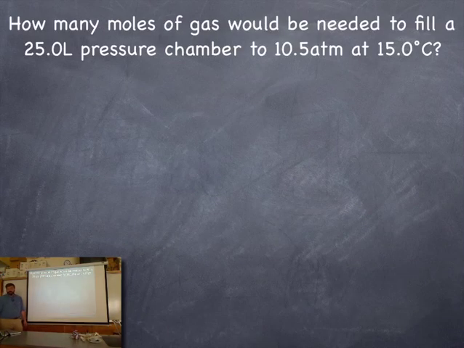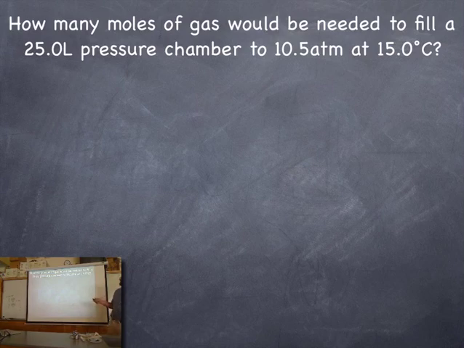All right, so your turn. How many moles of gas do we need to fill our pressure chamber? 25 liters, 10.5 atmospheres, 15 degrees Celsius. How many variables, how many pieces of information did I give you? 3. Okay, I gave you 3 of the 4. I'm asking you to find the n value. And this all works because we know R is always the same number. R is not a variable. R is a constant, the universal gas constant. So your equation you're using equals nRT.